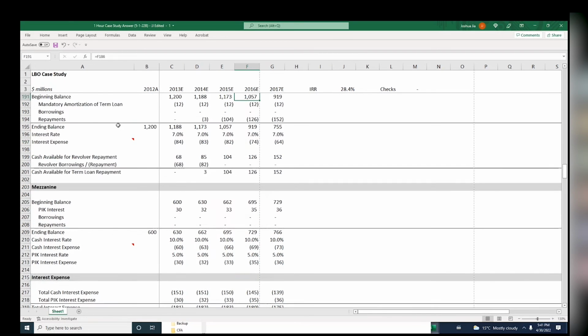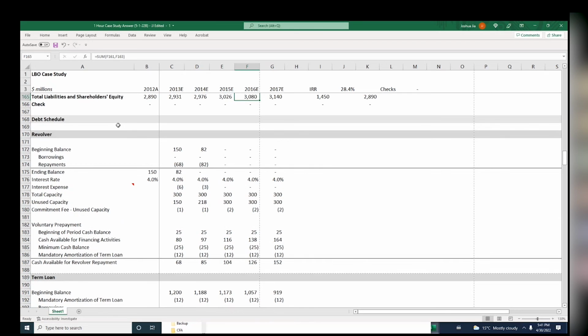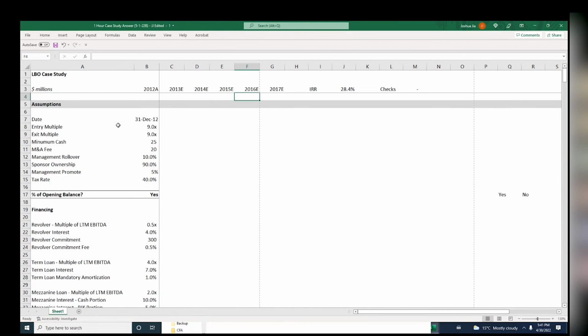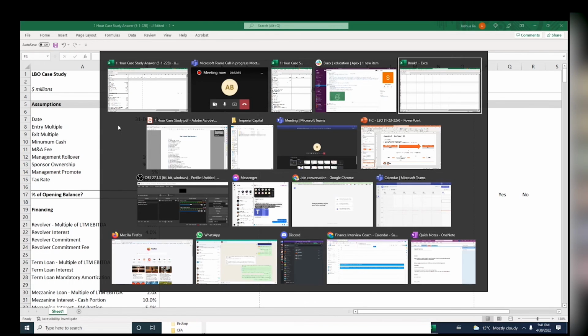Let's say someone's going into an interview and they're not at the stage yet where they give you a case to take home, and it's not your standard "walk me through an LBO." It's somewhere in between. They give you a case in person, sitting right across from you, and you're supposed to do it on paper. How do you do that? How do you practice that?